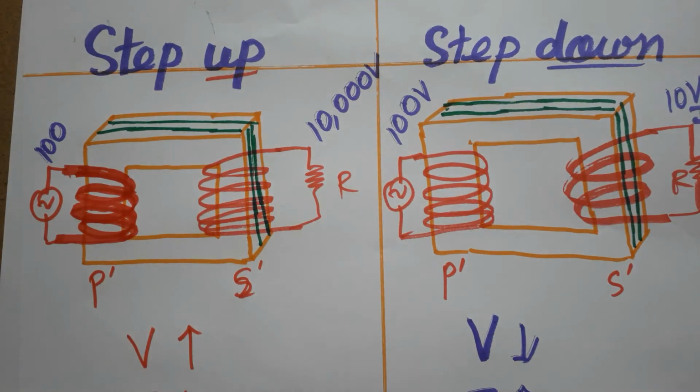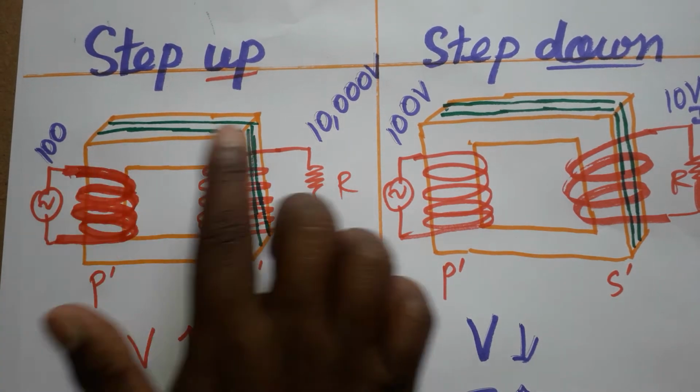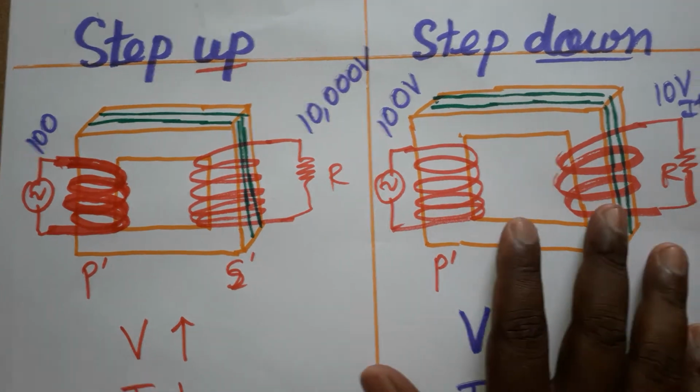Students, today we are going to see the working principle of two types of transformer. There are two types of transformer: one is a step down, another one is a step up. Step up is used for increasing the voltage, step down is used for decreasing the voltage.